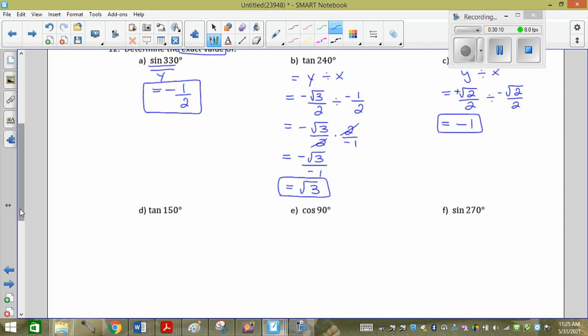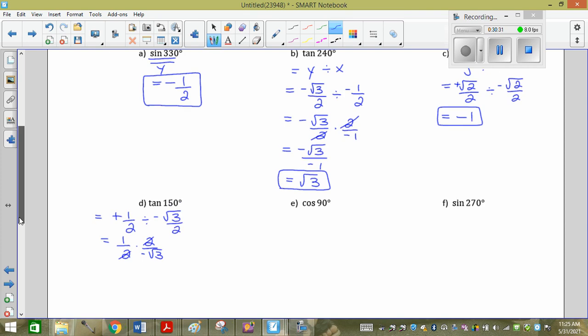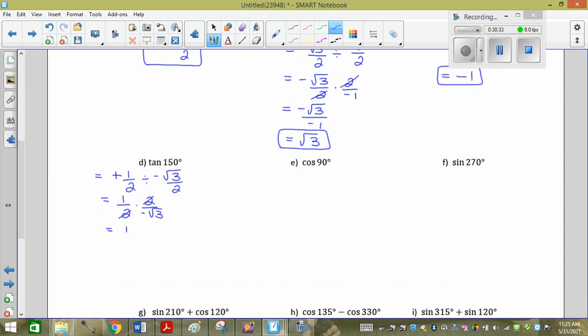Tan 150 is one of the harder ones because it's actually a 30-degree reference angle, and they're the hardest with tans. So it's y divided by x, which is positive a half, divided by negative root 3 over 2, because it's y divided by x. So I get a half times 2 over negative root 3. These cancel, the 2's cancel, and I get 1 over negative root 3.